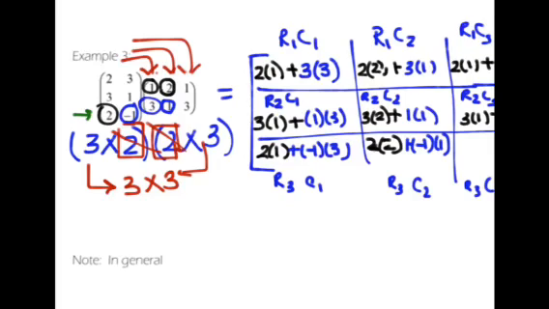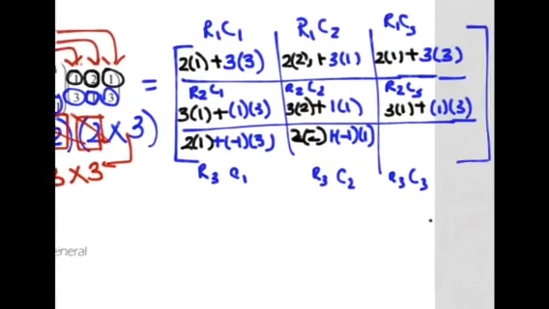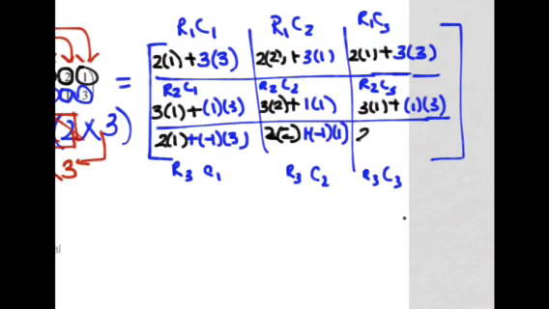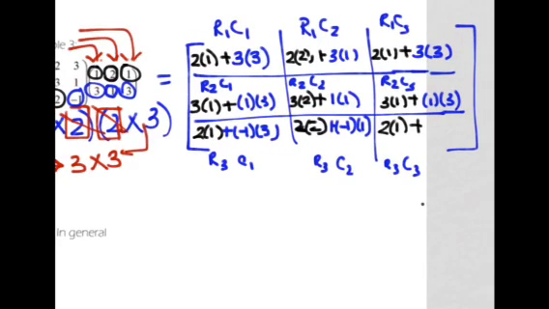Last column, this 1, this 3. So it's 2 times 1 plus -1 times 3.